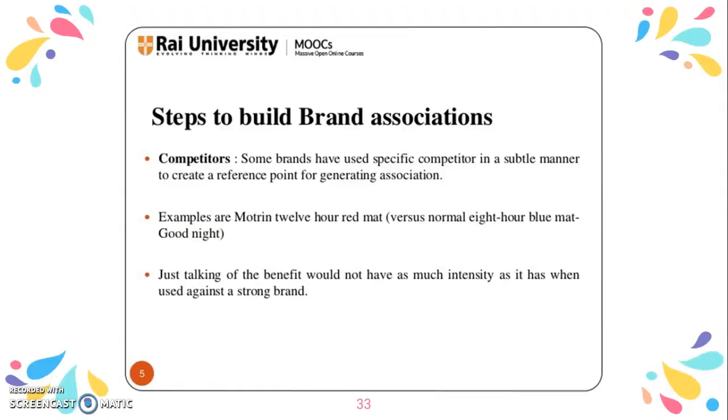Steps to build brand associations. First, competitors. Some brands have used a specific competitor in a subtle manner to create a reference point for generating association. Okay, example, Motrin. They do not sell it here in Panama, but it's kind of a Tylenol kind of thing. It has a 12-hour red mat versus a normal 8-hour blue mat, good night. Just talking of the benefit will not have as much intensity as it has when you use it against a strong brand. As I mentioned in class, you have to be careful with that.